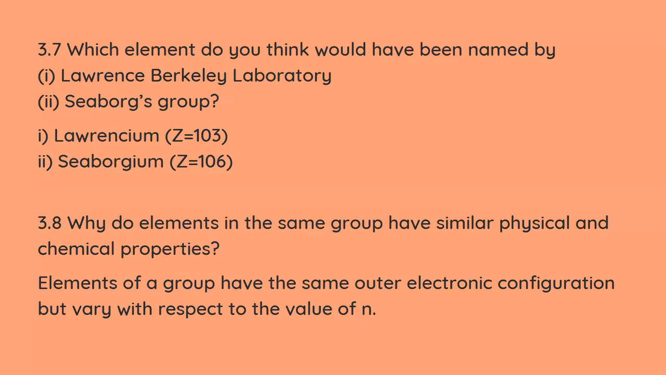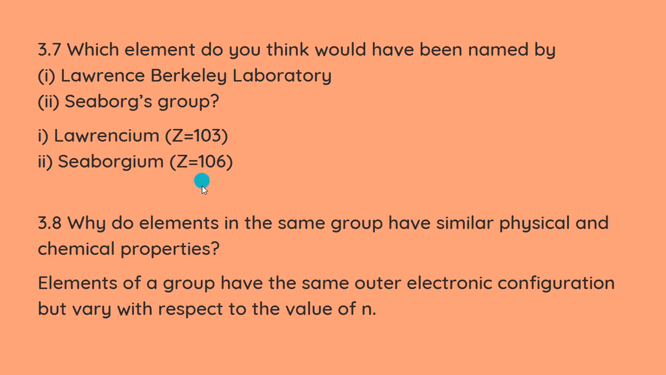Which element do you think would have been named by Lawrence Berkeley Laboratory and Seaborg's group? So lawrencium, whose atomic number is 103, was named by Lawrence Berkeley Laboratory, and seaborgium, whose atomic number is 106, has been named by Seaborg's group.